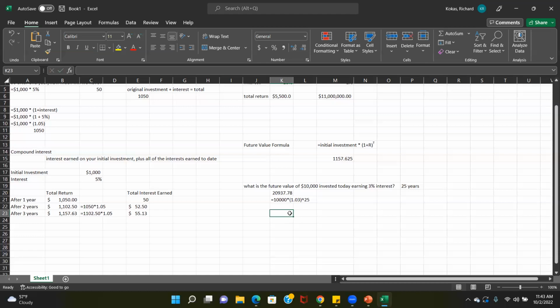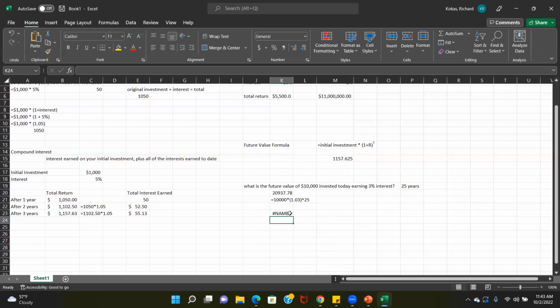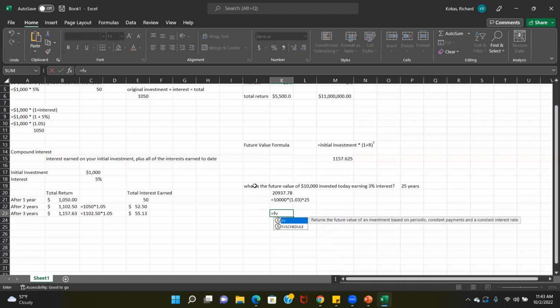So in Excel, if you want to find the future value of something, you hit the equal sign, start typing F, and you'll see it brings up some formulas. Hit FV, and that's future value. Oh, sorry. Let me redo that for you. So equals FV. Start the first parentheses. And now look, it wants you to put in the values.